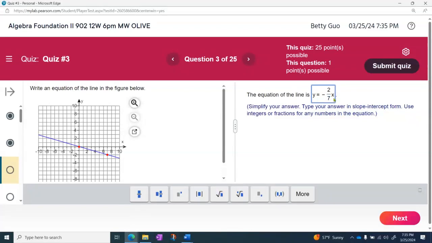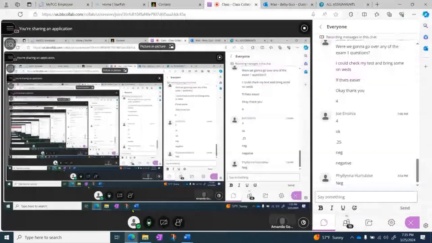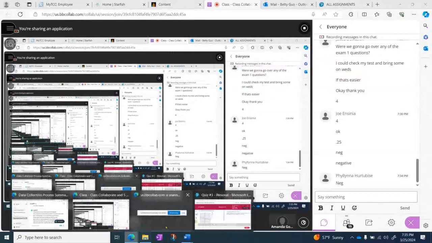It has to be negative. And the y-intercept, since it's passing through the origin, the intercept is going to be 0, plus 0. Do you agree with my solution? Negative, yeah. And that's it.